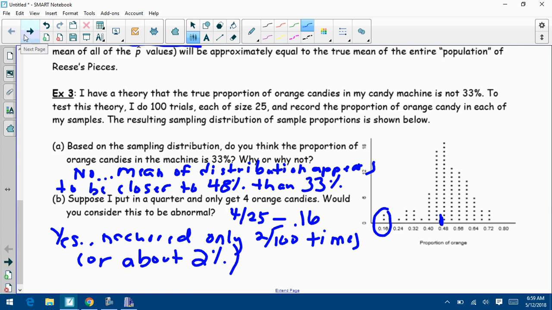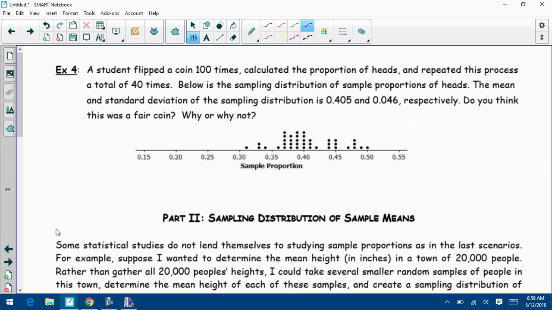Let's look at the next page. A student flipped a coin 100 times, calculated the proportion of heads, and repeated this process a total of 40 times. Below is the sampling distribution of sample proportions of heads. The mean and standard deviation of the sampling distribution is 0.405 and 0.046. Do you think this was a fair coin? Why or why not? Well, what do you think? If this is the results I got, was the coin I flipped a fair coin?